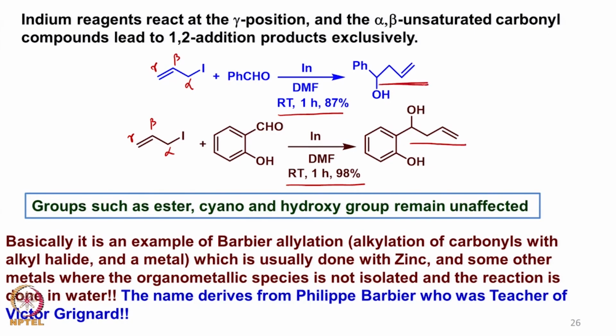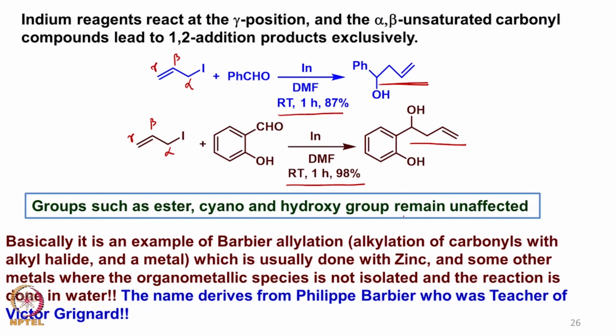Actually it is an allylic substrate that is being used, and therefore we get the homoallylic alcohols, and as you can see the yields are fairly high. Interestingly, in such cases ester groups, cyano, hydroxy groups remain unaffected. So the reaction is fairly mild.